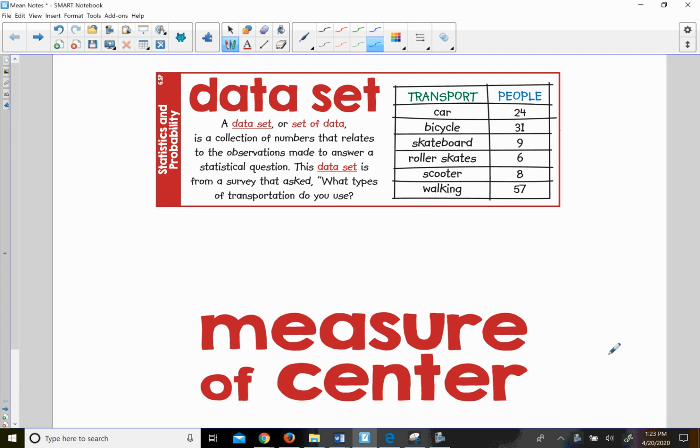This week we're going to start taking a look at Module 6, which talks about statistics. And statistics is all about looking at a data set and making some observations based on that data set. So let's talk about some vocabulary first. What is a data set?